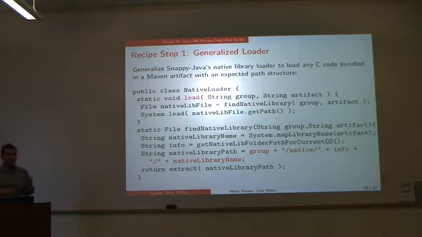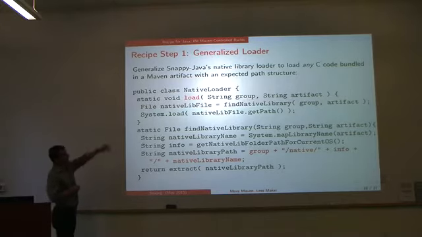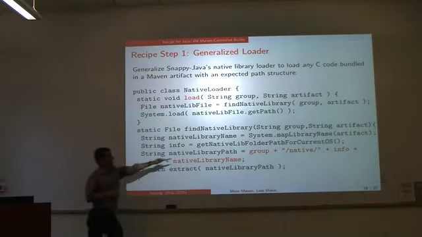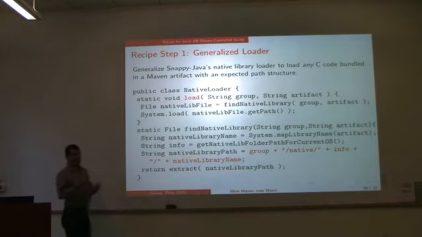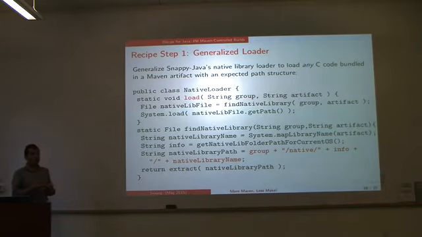I looked at the Snappy Java loader and looked at generalizing that so I could apply it to all my projects. I define a class called NativeLoader, and the only thing I want users to ever call is load, passing it two parameters: some identification of the group and the artifact name. What I've got to do is find the native library, and that will be a function of getting the current OS architecture and the current OS name by looking up system properties.